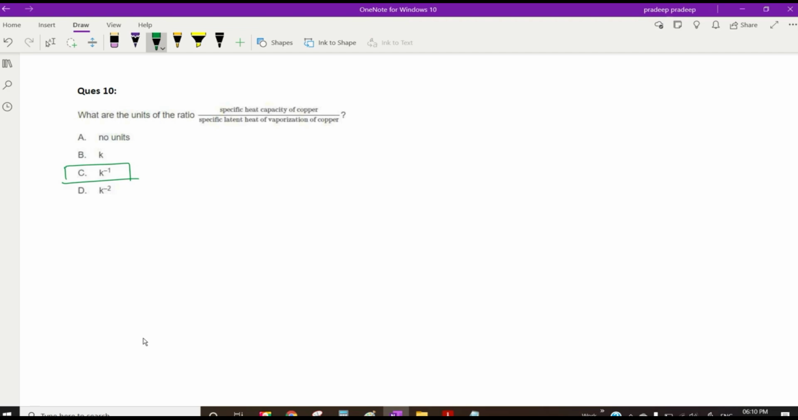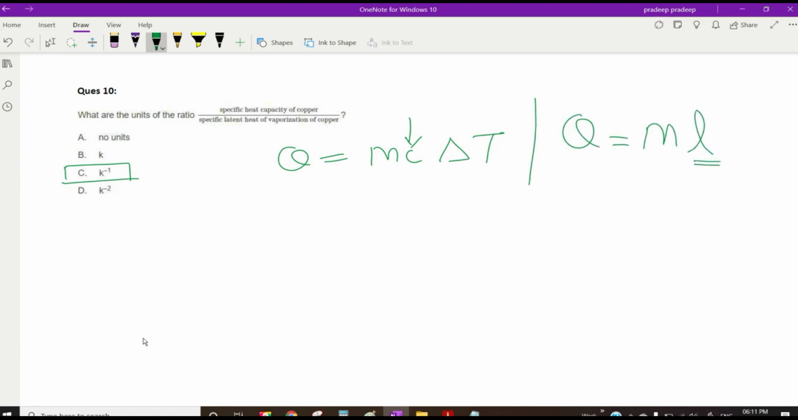Okay, let me tell you the approach. This is not very difficult. In the numerator you have the specific heat capacity of copper. If you use the basic formula mc delta T, this has c as the specific heat, and the other formula which we take when the phases are changed is Q is equal to M times L, where L stands for the latent heat, which is your denominator. So basically what you need to find is C divided by L in unit terms.